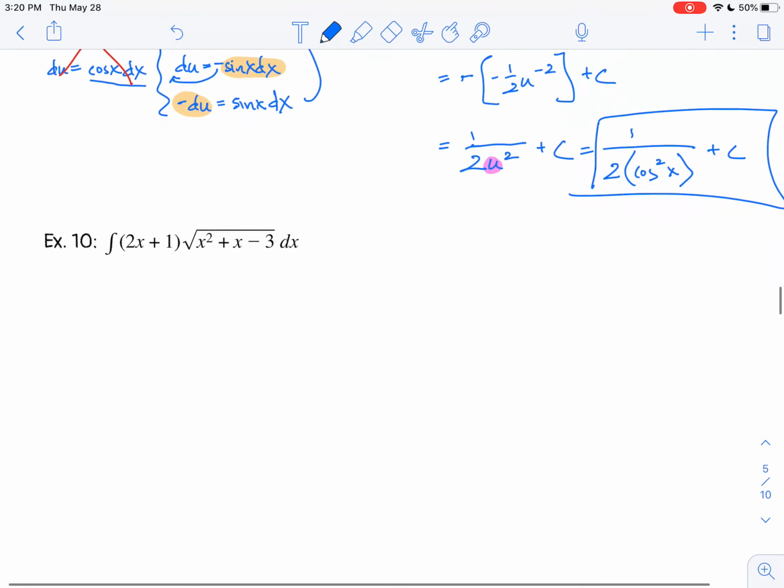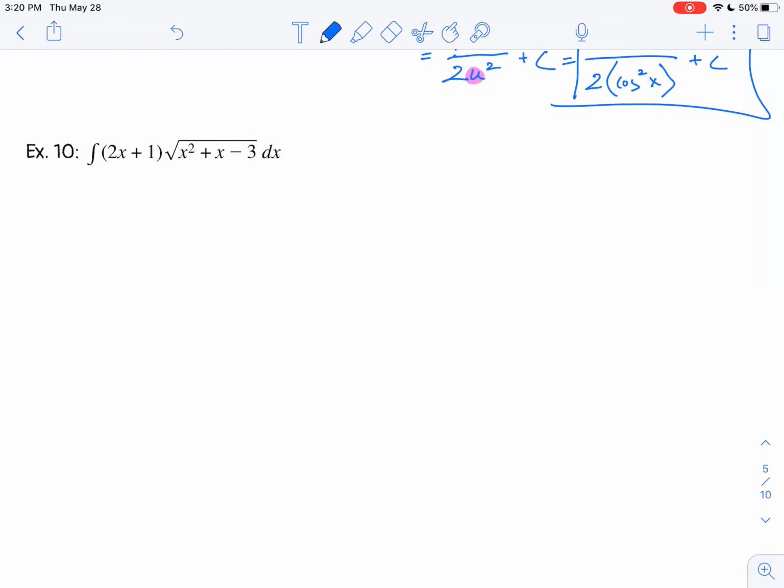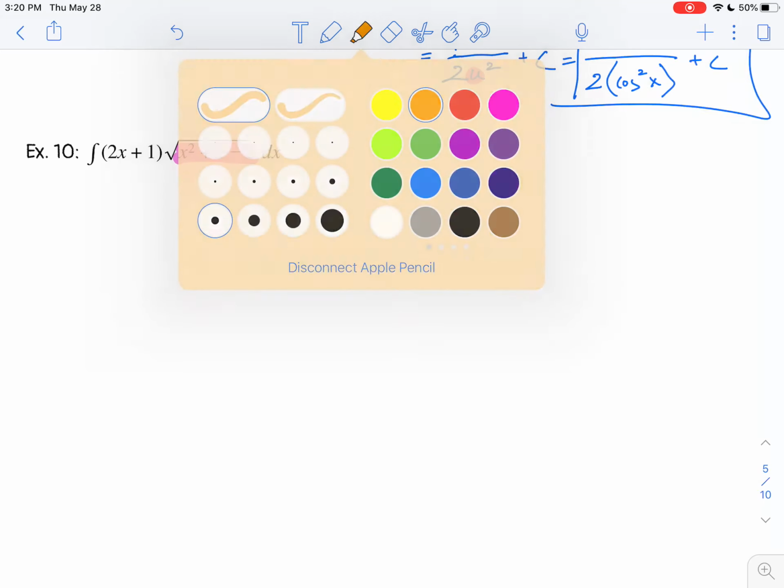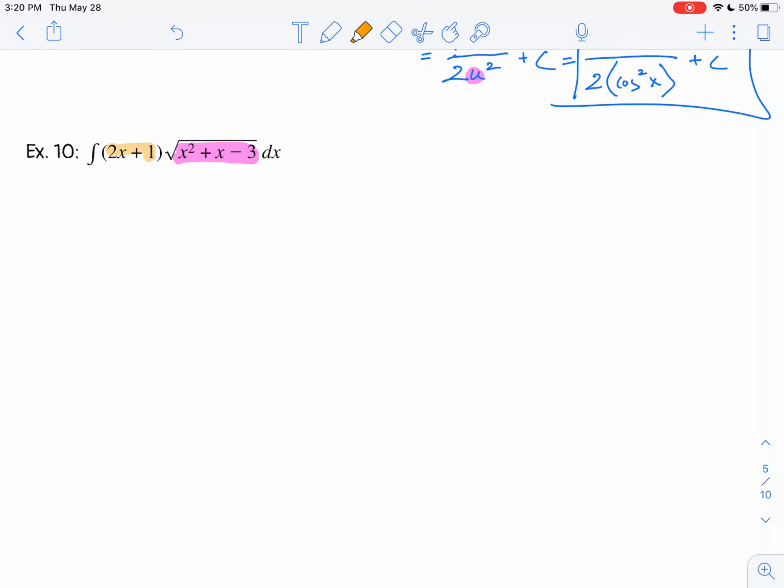All right. Let's try example number 10. So remember when we did talk about u sub in the beginning, we said we were looking for a function and part of its derivative. So I noticed that on the inside here, I have x squared plus x minus 3. And then when I take the derivative of that, it's going to look almost like this.